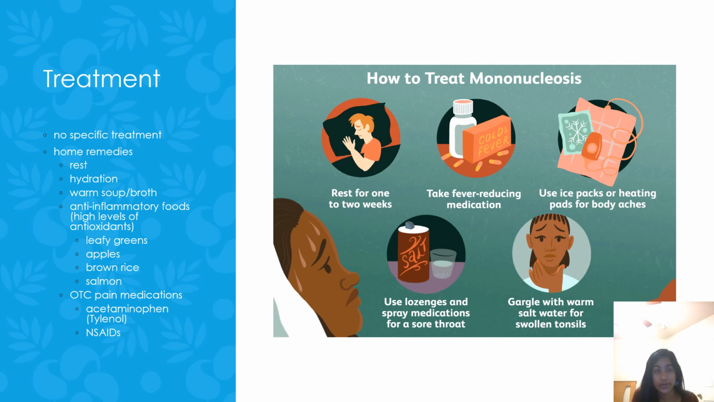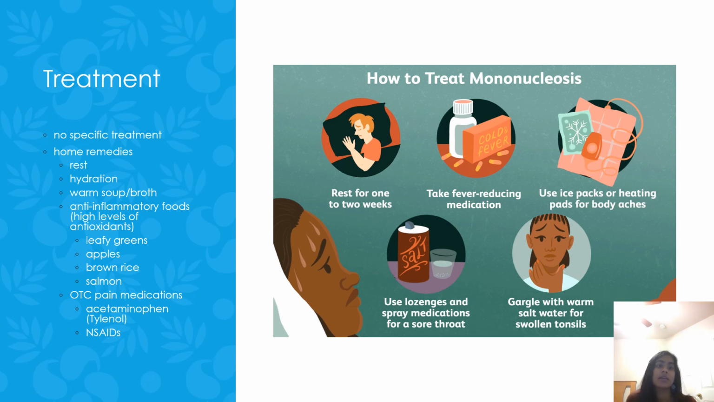So what exactly is the treatment for mono? Unfortunately, there is no specific treatment. Doctors would just recommend that patients follow through with home remedies like staying at home and resting for about 1 to 2 weeks to relieve overall pain and body aches. More specifically, they could use ice packs or heating pads for that. Taking fever-reducing medication or over-the-counter painkillers like Tylenol for fever and pain, and also non-steroidal anti-inflammatory drugs to relieve, again, that inflammation.